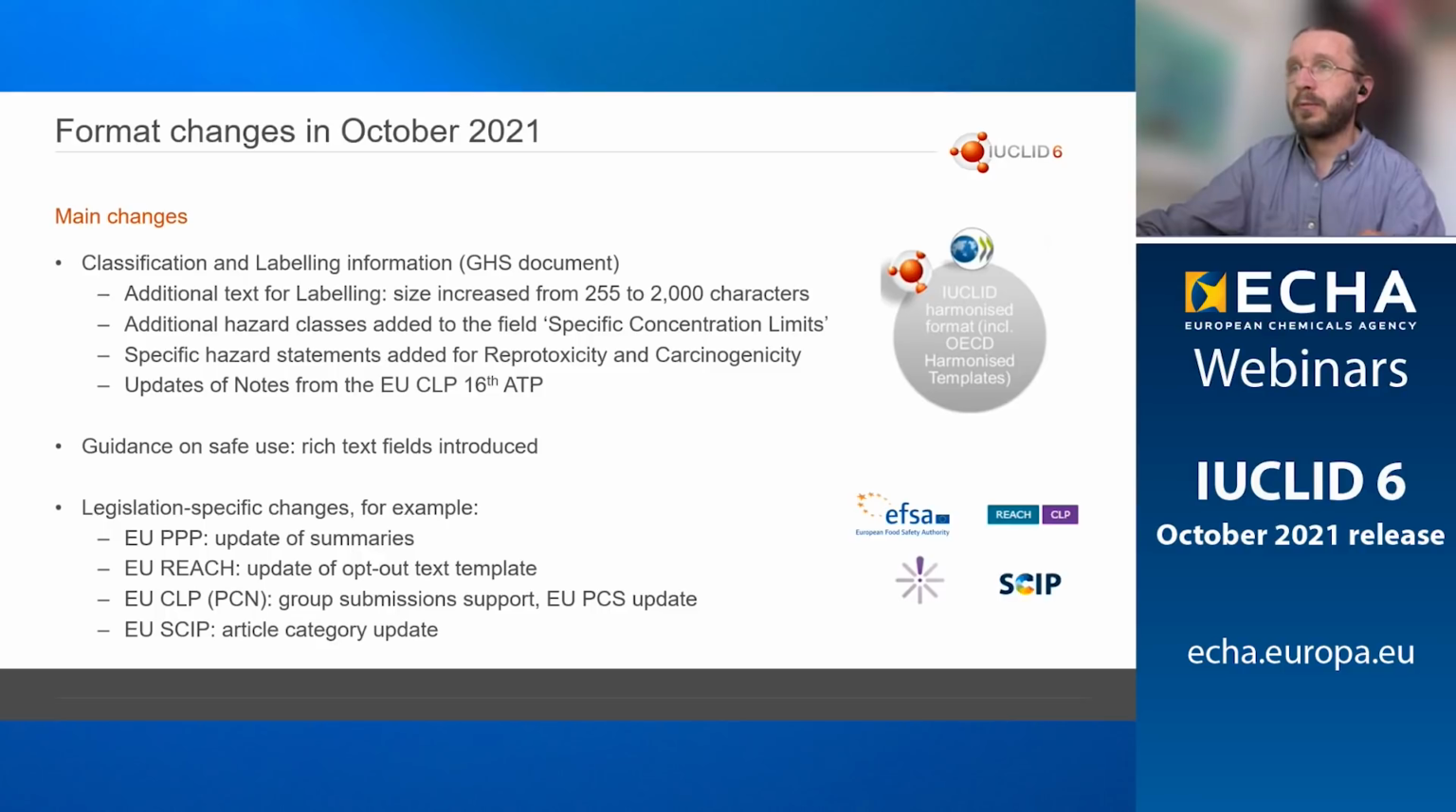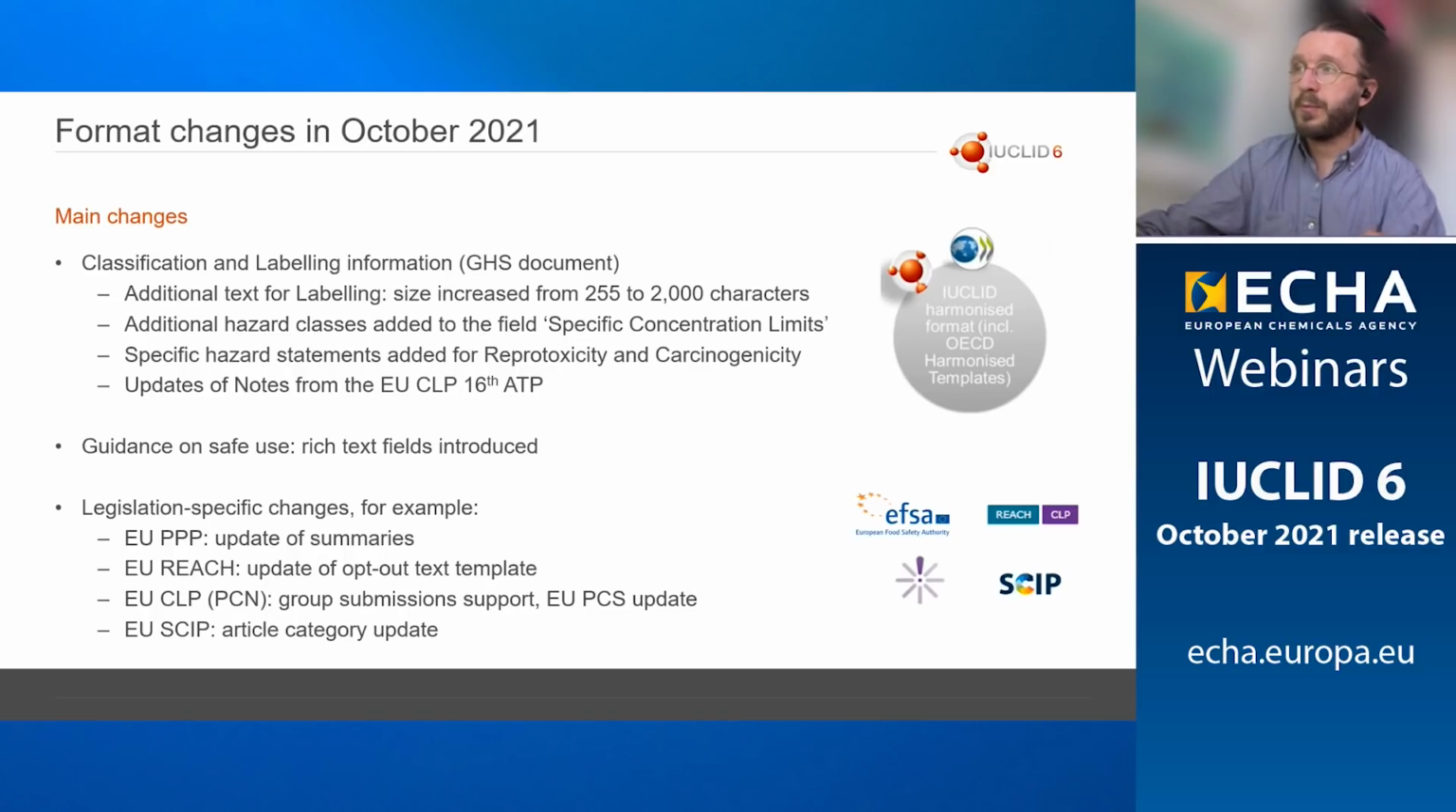Continuing with the changes, I wanted to highlight some changes we did in the way classification and labeling information is reported. You can see that we have increased the size of the field to facilitate the reporting of additional text for labeling. We have also added additional hazard classes to the field specific concentration limits, and some specific hazard statements have been added to reprotoxicity and carcinogenicity. And finally, we have proceeded with some small updates of the labels of the notes introduced in the EU CLP regulation adaptation to technical progress 16th edition.